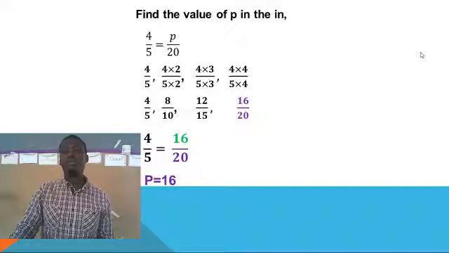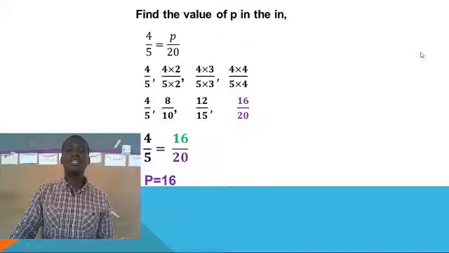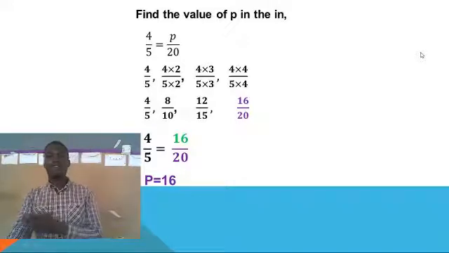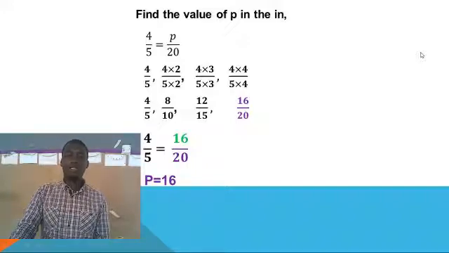So you say 4 out of 5 equals 16 out of 20. So that missing number there, the value of P, is 16. How did you get it? You get other equivalent fractions. Let's look at the next one.